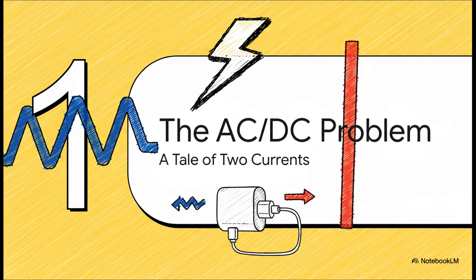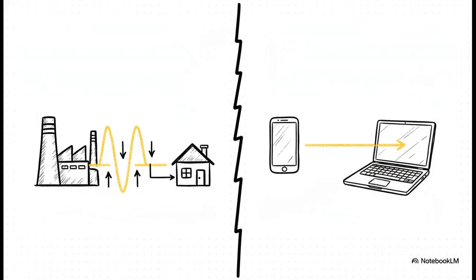To really get why that little charging brick is so important, we have to understand this fundamental conflict. It's kind of like a tale of two very, very different types of electrical current. On one hand, you've got alternating current, or AC. This is what's coming out of every socket in the wall. Think of it like a wave in the ocean, constantly flowing back and forth, changing its direction dozens of times every second. Now, this is great for sending power over huge distances from the power plant to your home.